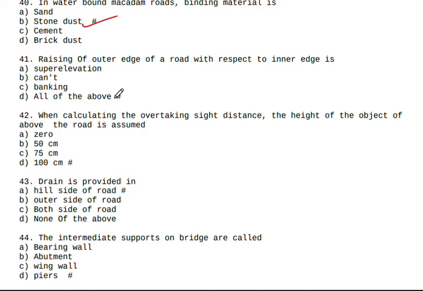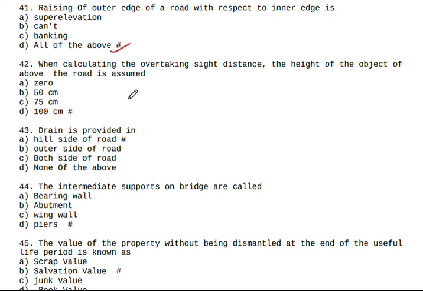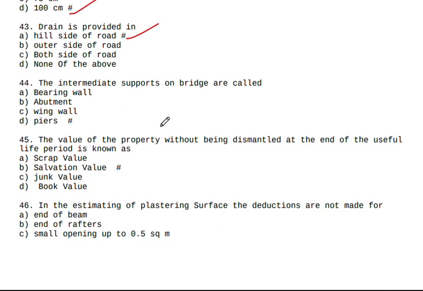Raising of outer edge of a road with respect to inner edge is cant, banking, superelevation, all of the above. When calculating the overtaking sight distance, the height of the object above the road is assumed 100 cm. Drain is provided in hillside of the road.